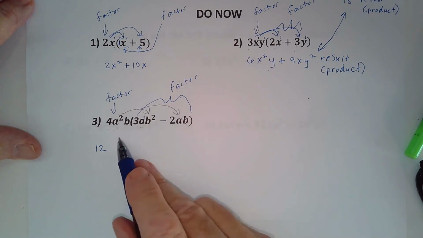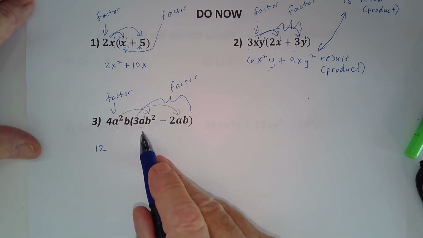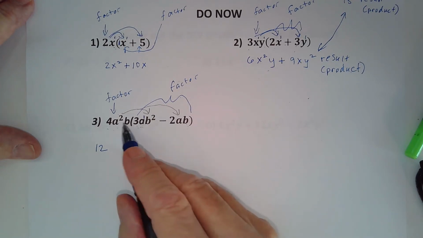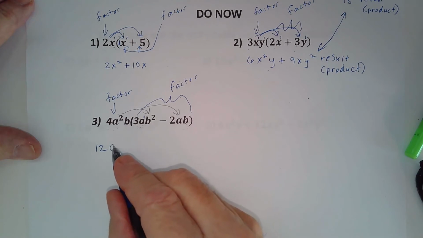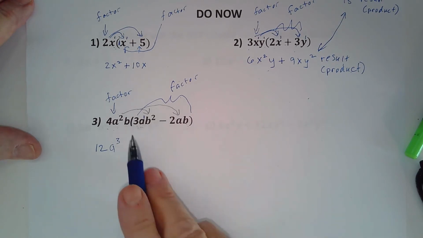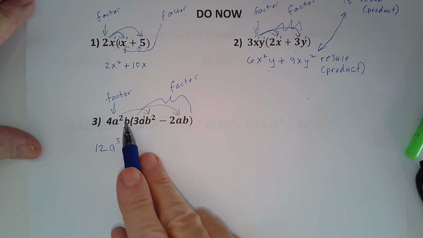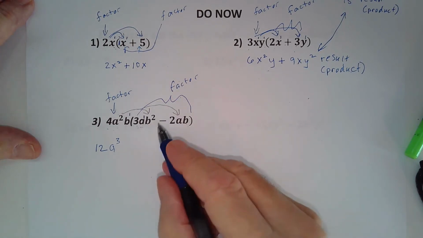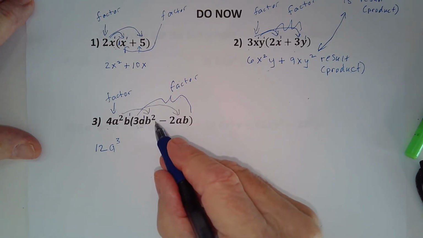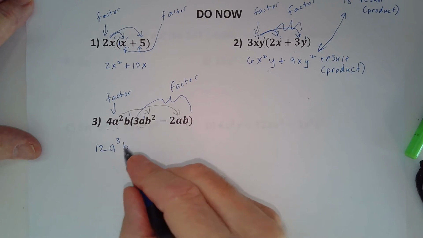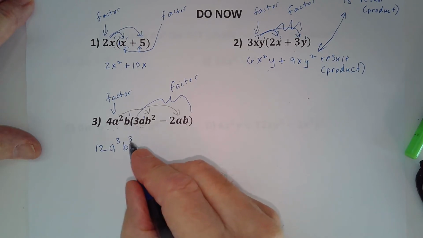Now I have a squared, and I have a, which is really a to the 1. And remember, with variables, you add together their exponents. So 2 plus 1 is 3. 12a cubed. And then I have a b here, and that's b to the 1, and I have b squared here, so that's b to the 1 plus 2. So that's b now also to the 3.